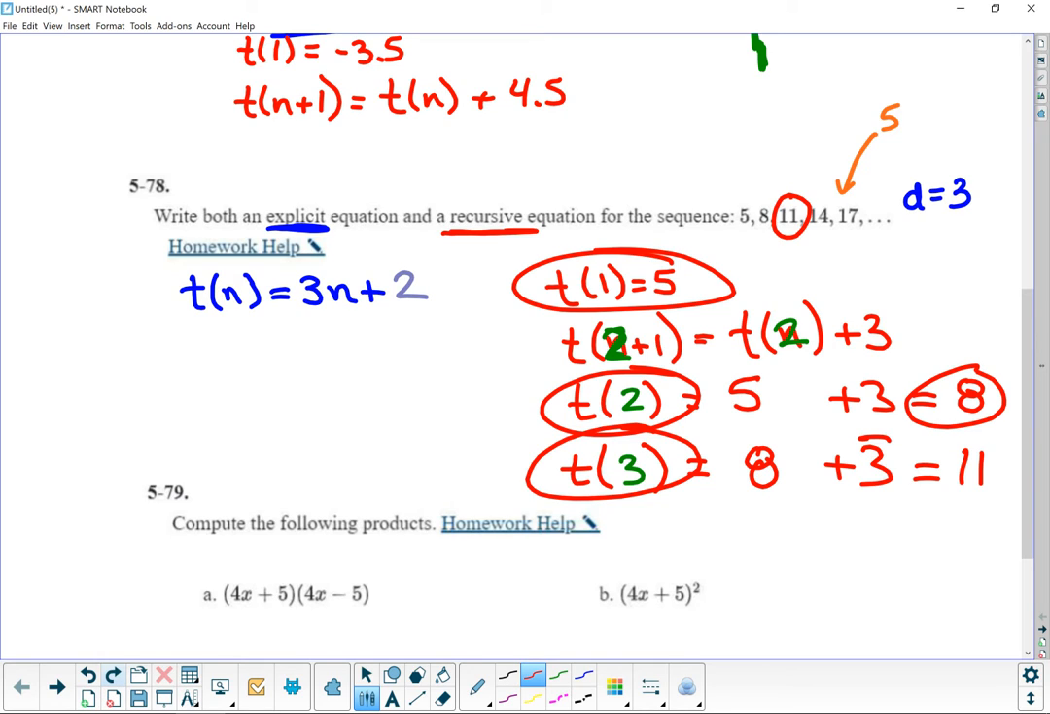You have to kind of make the whole list if you want to know what the fifth one is, because you have to get the first one, which is 5, and then from there you can get the second one, which is 8, and then from there you can get the third one, which is 11, and so forth and so forth.